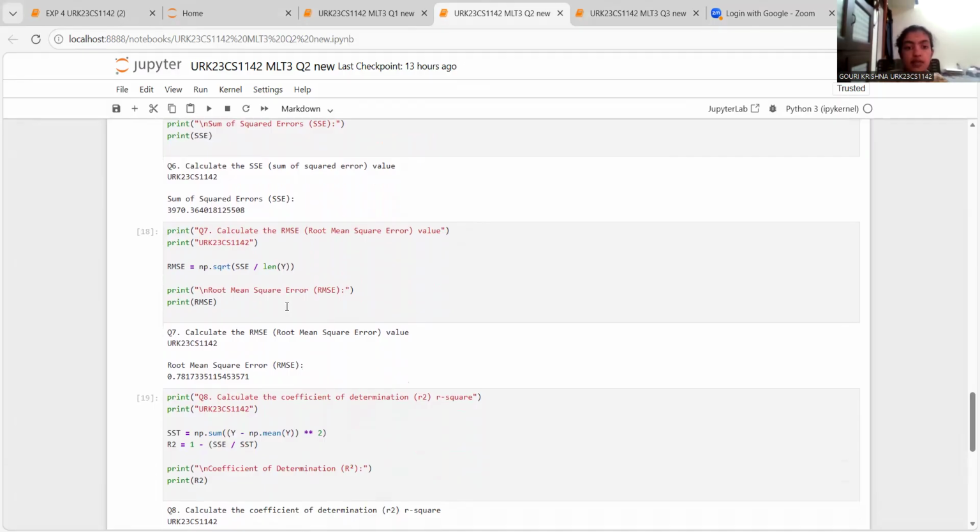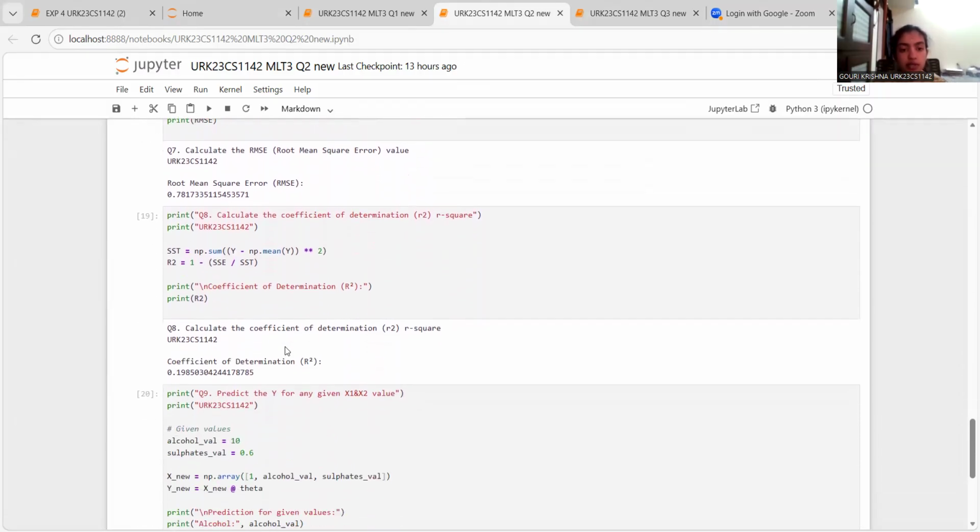And in question 7, we'll calculate the root mean square error. So root mean square error is equal to np.sqrt(SSE divided by length of y). And the eighth question is for calculating the R square value. It measures the model's accuracy.